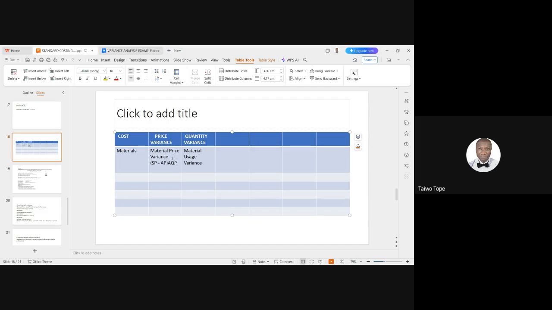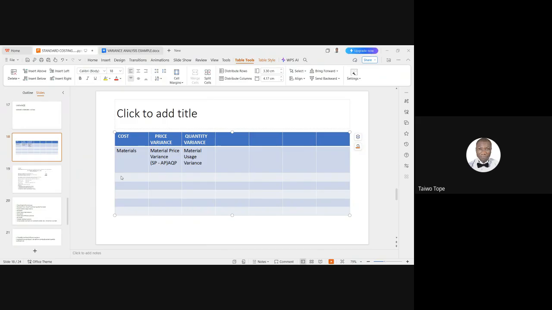I don't know if this is clear. Yes, sir, it's clear, sir. Fine. Please let this be clear so that when we move to the question, we'll be able to pick the variables. In material, you can see material price variance.